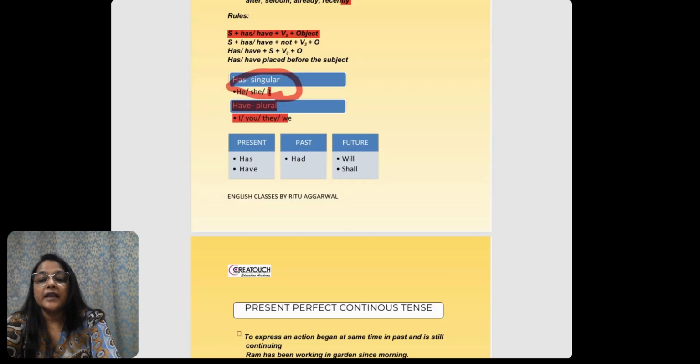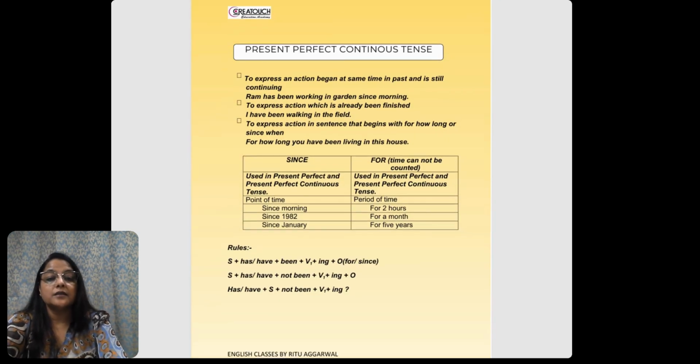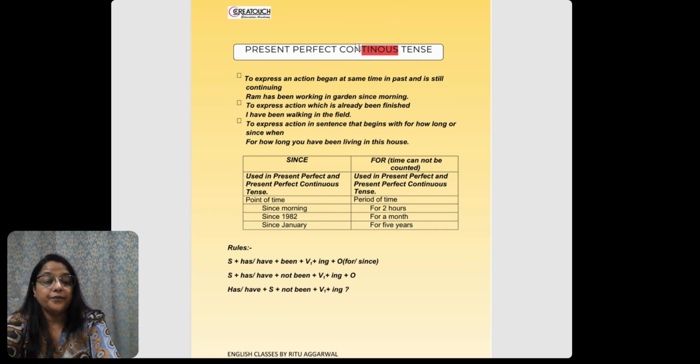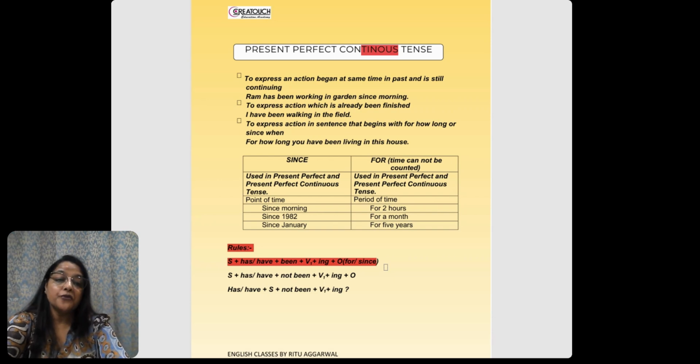The fourth tense is the present perfect continuous tense. How will you recall a present perfect continuous tense? Again, as I told you, continuous tense refers to ing, right? And present and perfect is also there. Now, if I go back to the rule, subject plus verb plus object, how has the rule been formed? See, rules are very important. The first rule is subject, verb, object. The second rule is how the verb form has to be taken. So, subject plus has/have plus been. The important word here is been, plus verb first form plus ing plus object.